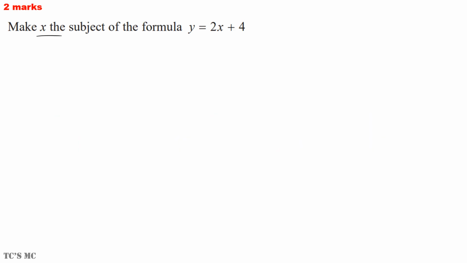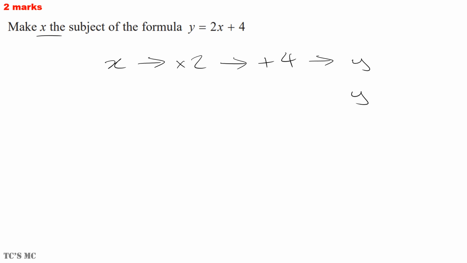Make x the subject of the formula y equals 2x add 4. I'm going to do the flowchart method. Start with x and write out what is happening. 2x means multiply by 2. Add 4 means add 4, and that gives us y.